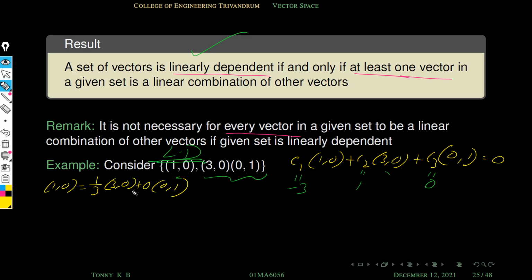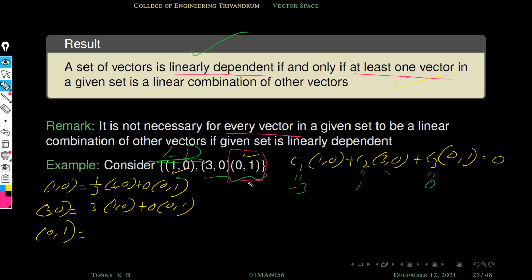Similarly, this condition is okay, at least one is possible. For our interest, what about the next one, the second one, (3, 0)? Is (3, 0) a linear combination of the remaining two? Yes, it is possible: 3 times (1, 0) plus 0 times (0, 1). And we have one more vector, that is (0, 1). What about (0, 1)? Is it a linear combination of the rest of the vectors? This is our last vector.